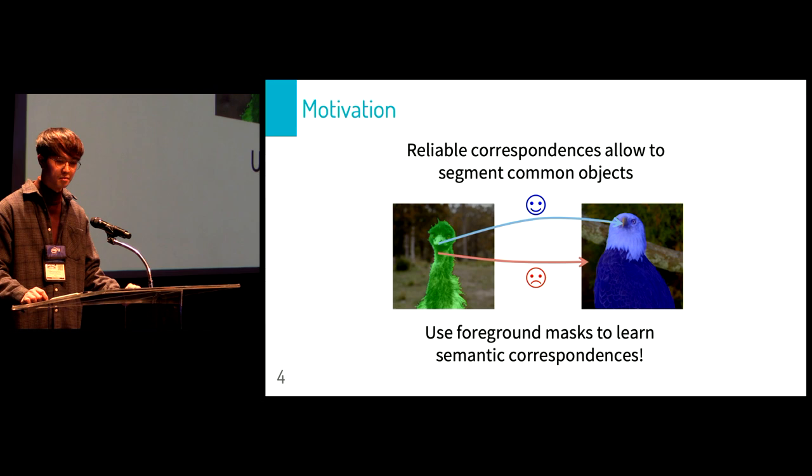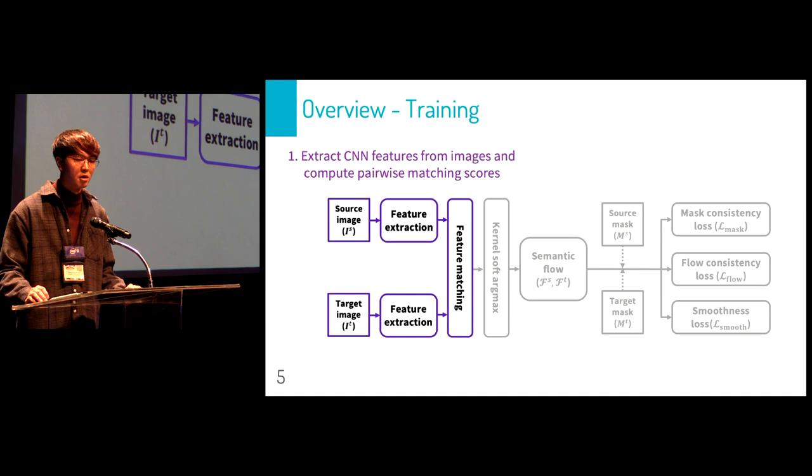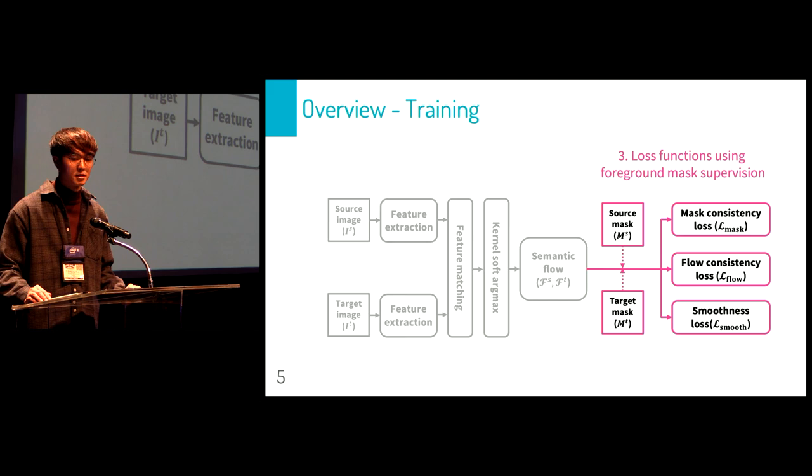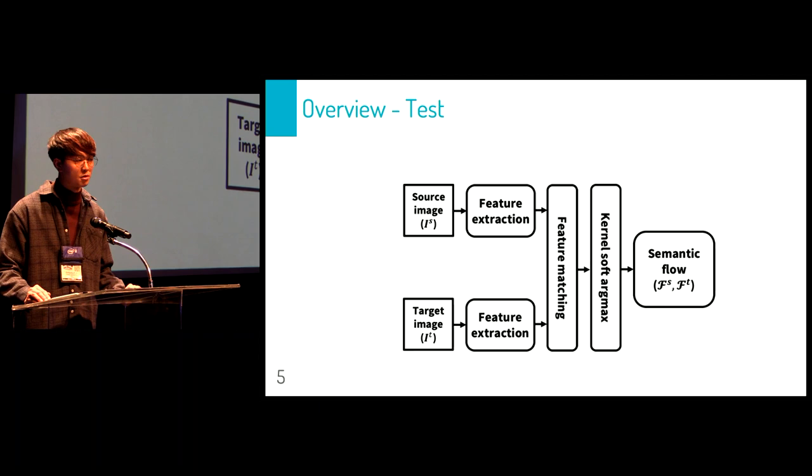At training time, the overview of our work is as follows. We first extract CNN features and compute pairwise matching scores. From the set of matching scores, we establish semantic flow in a differentiable way. Finally, three loss functions are proposed with foreground mask supervision. At test time, the foreground mask is not used for establishing semantic flow.